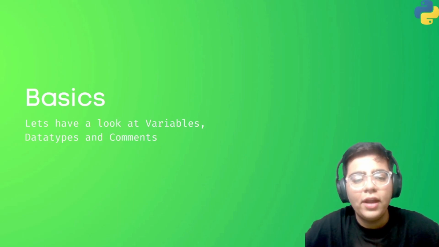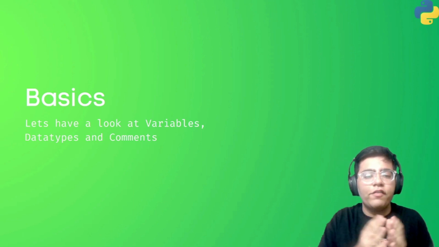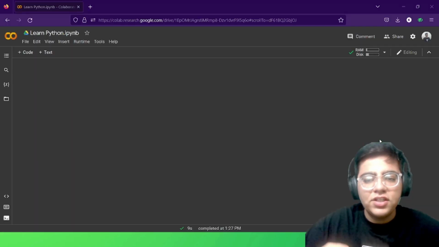So over here, we're going to be looking at multiple things. We're going to be looking at how we can print things, how we can take input from the user, how we can use variables, data types, comments, etc. So let's first head on to Google Colab.